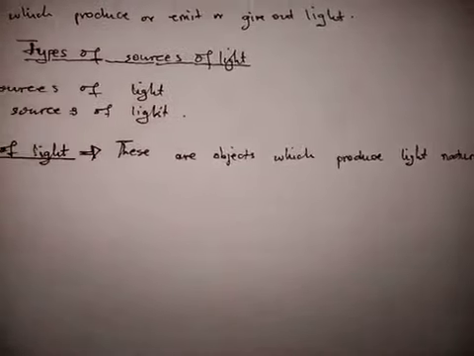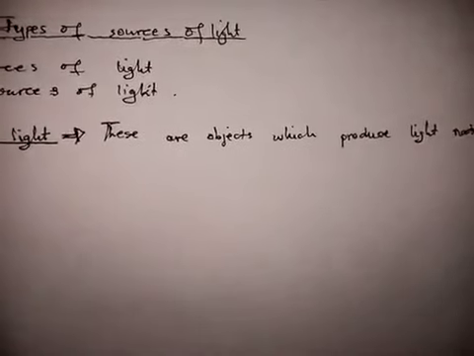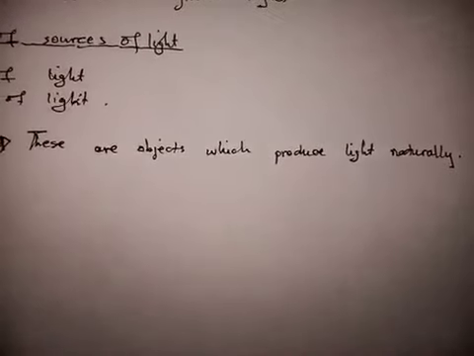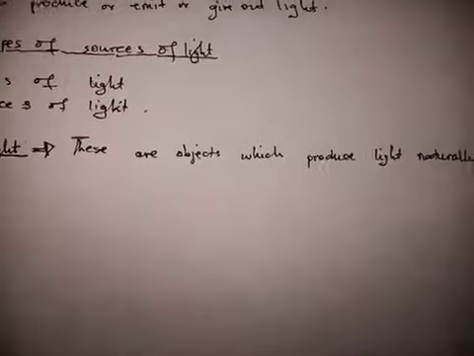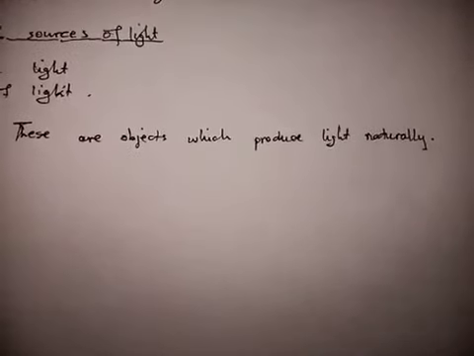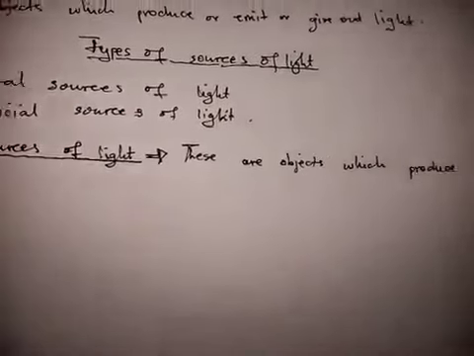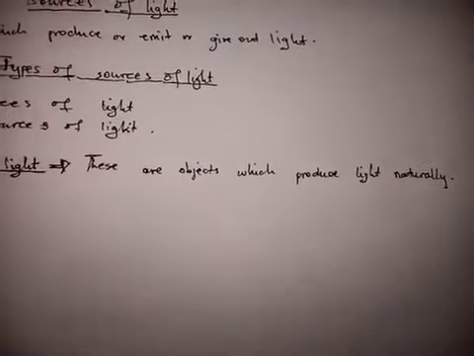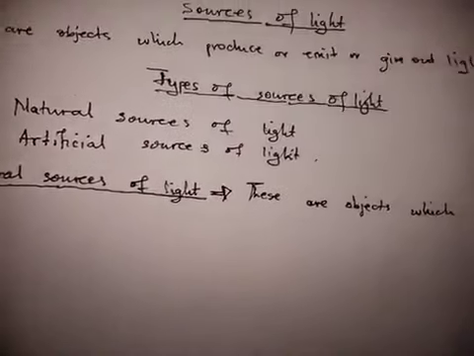Objects which produce light naturally are what we call natural sources of light. In other words, these are things which produce light and are not made by people. They are things which give us light and are not made by people. They were provided by nature, or were created by God. So those are what we call the natural sources of light.